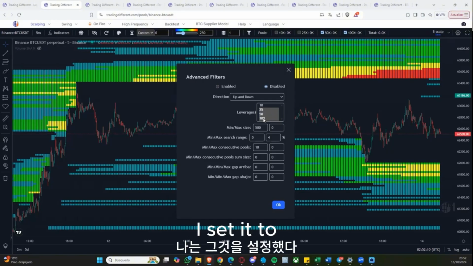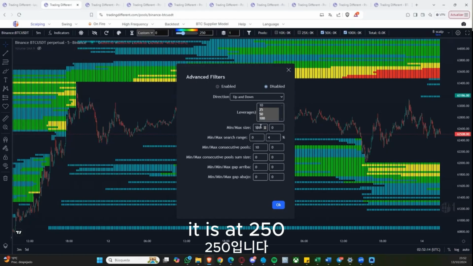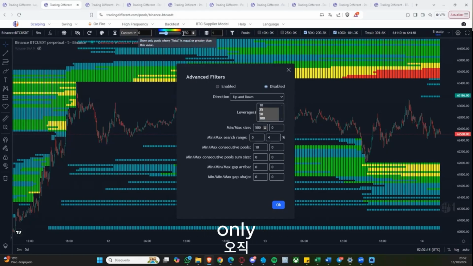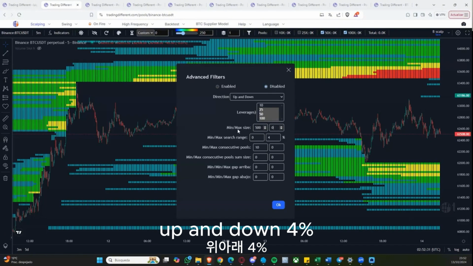In this case, I set it to values greater than 500, although in the graph it is at 250. That is, I ask it to illuminate only the elements that exceed that threshold. I can also set a maximum and minimum limit, adjusting the visible levels. I tell it to look within a 4% range of the price, both up and down. 4% relative to the price, both up and down.